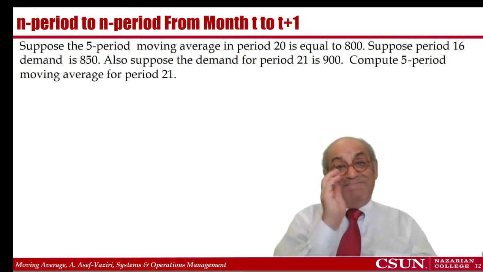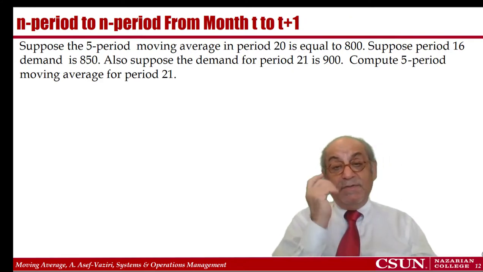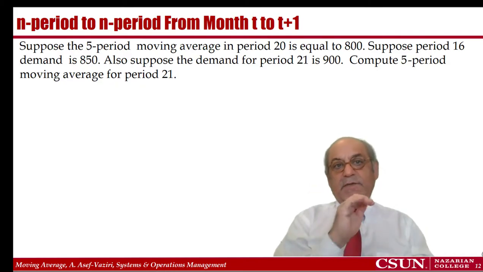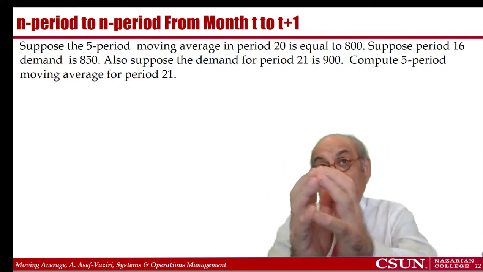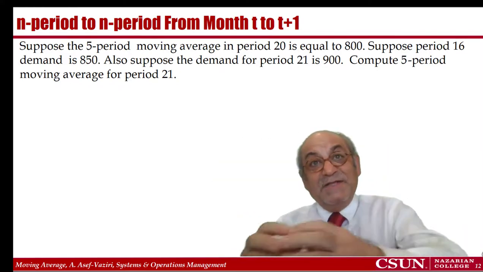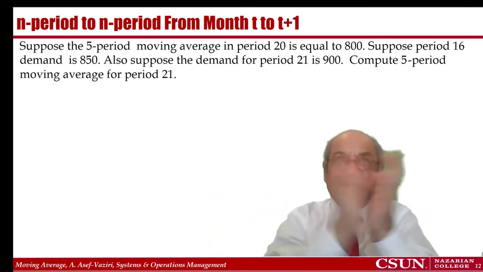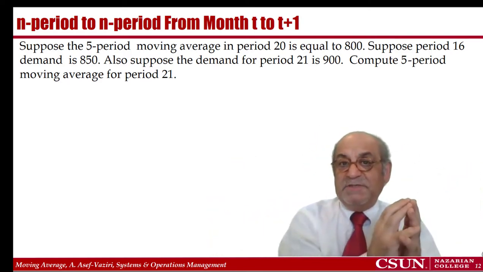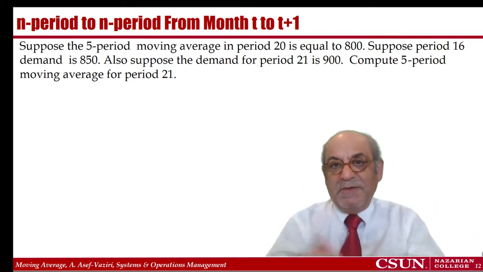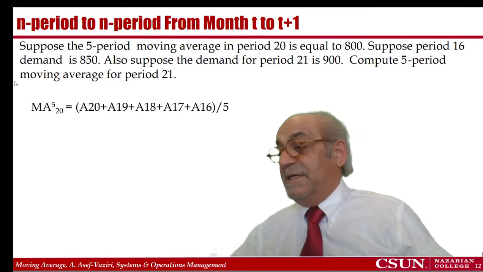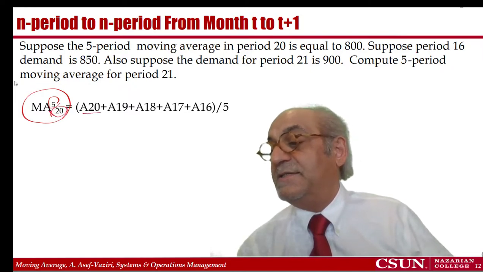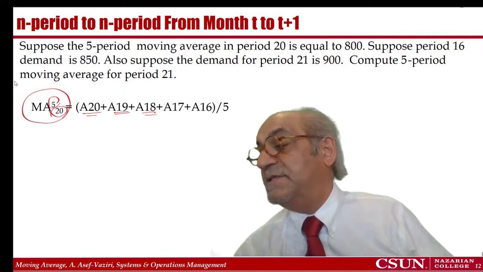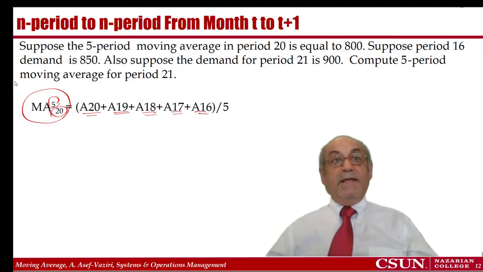You may put me on pause and think about this problem, see if you know the solution, then we can go through it. So we have a 5-period moving average in a period, and we want to compute the 5-period moving average in the next period. We have the most recent piece of data and the oldest piece of data, and we want to know how to go from one period to the next one. This is the notation I have used for the 5-period moving average in period 20. That is A20, A19, 18, 17, and 16 divided by 5.